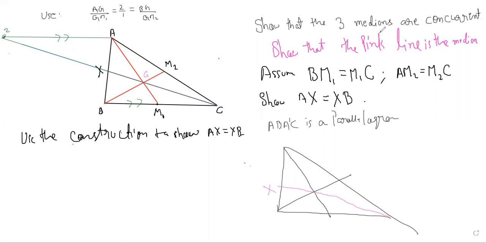Let's actually do this now. So how is this construction going to help us to show that AX is equal to XP? Because this time the difference is that we don't know if AX and XB are the same, right? We don't know that.